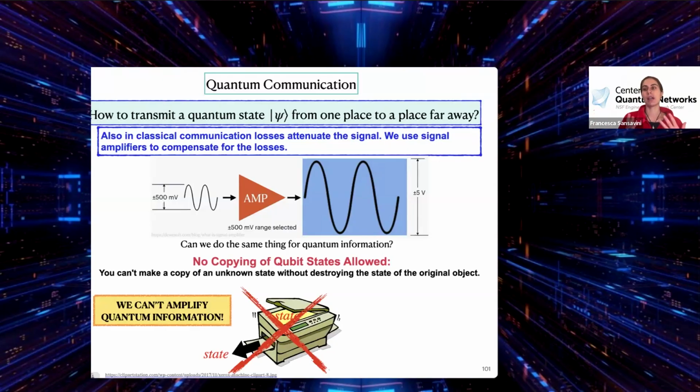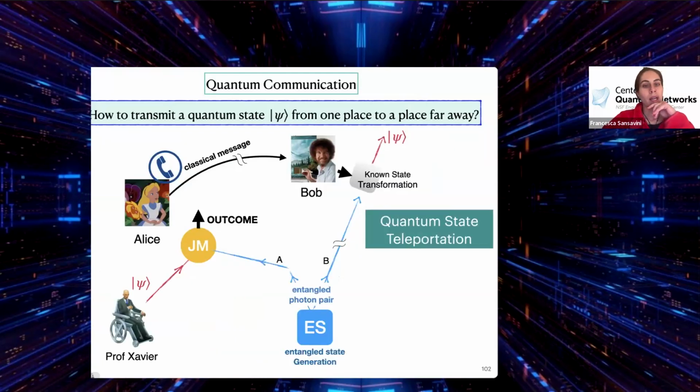So we have to find a different way of solving this problem of transmitting a quantum state. Obviously, we can't transmit it like we would with a classical signal, because we would lose all of the photons. So the way to transmit quantum states over a long distance is to use quantum state teleportation. Here, I will give a sketch of quantum state teleportation. I will explain it later, but I just want to point out two things that are going to be very important for quantum state teleportation.